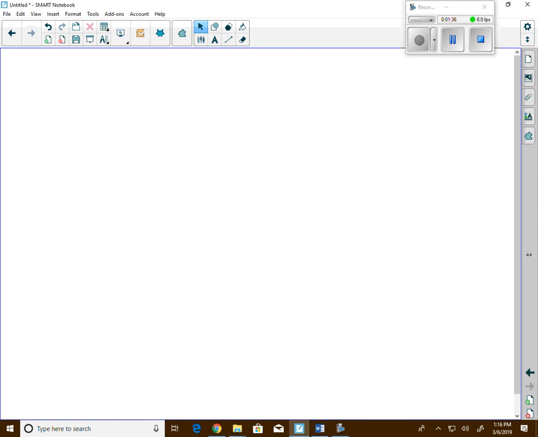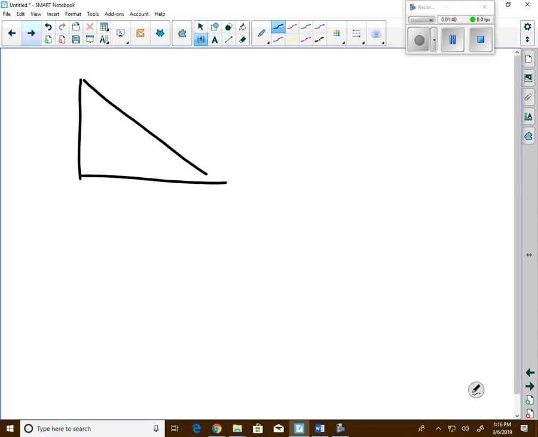So let's look at a problem involving tangent again. We have a nice right triangle here, and we have a 28-degree angle. And let's say that this is x and 14.